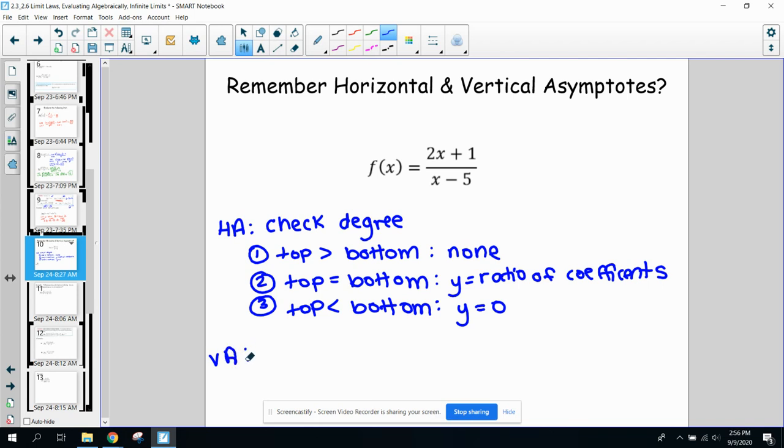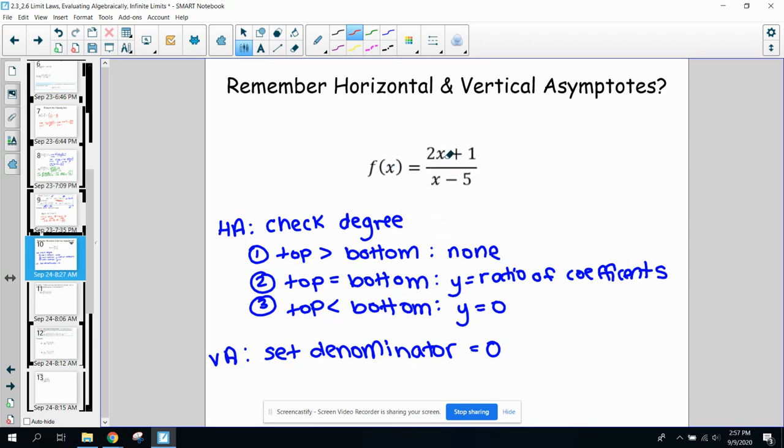And then for your vertical asymptote, we're always going to set the denominator, and that's after you've simplified anything, equal to 0. So we don't want to necessarily set the original denominator to 0. You want to do any factoring and canceling out to simplify first, and then whatever's left in the denominator, set it to 0.